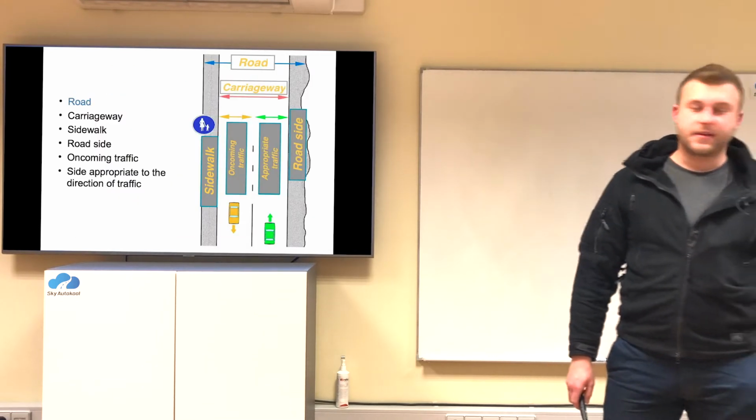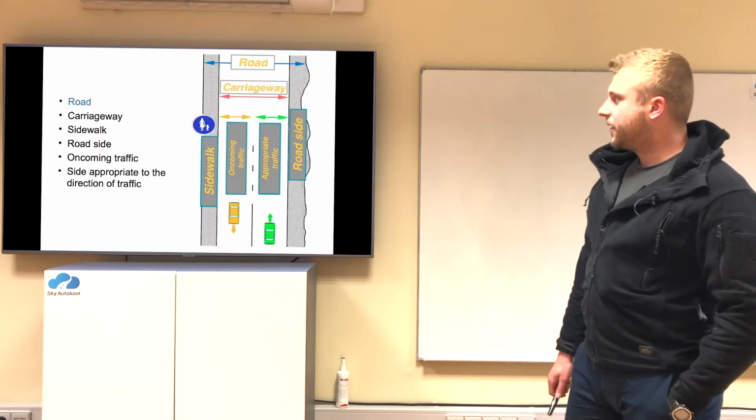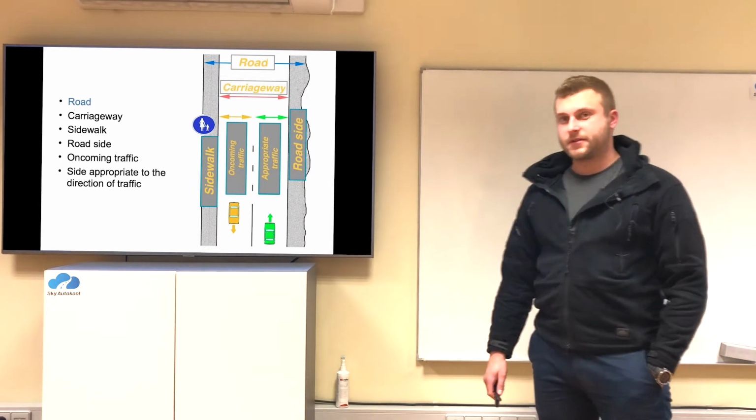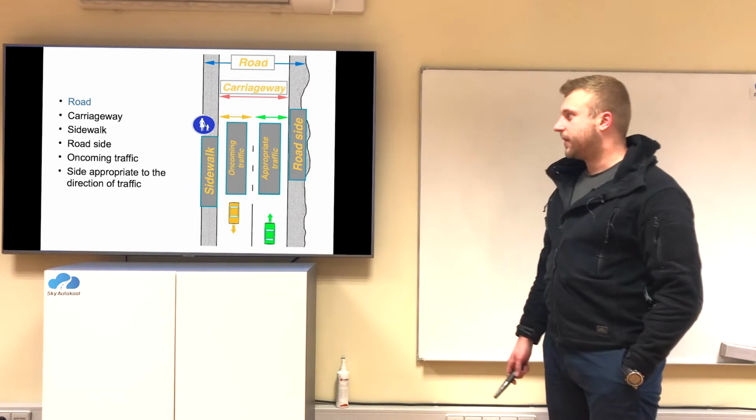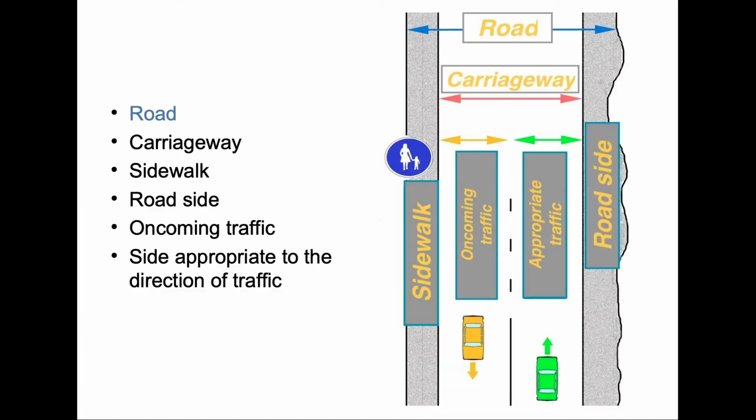And here you can see everything that a road comprises. For example, in the middle you see the carriageway, the red line. Then the roadside, shoulder, and the sidewalk, a road for pedestrians. Also, we have oncoming traffic and appropriate traffic, so my direction and the oncoming direction.